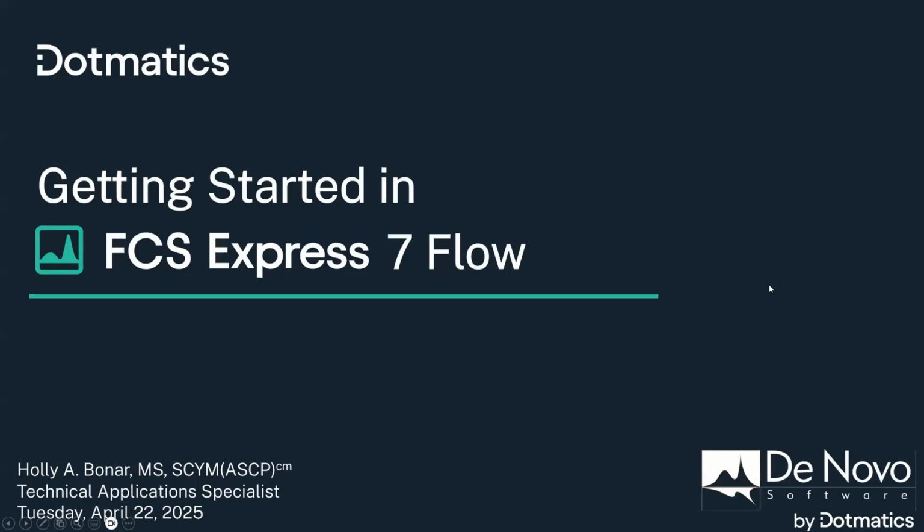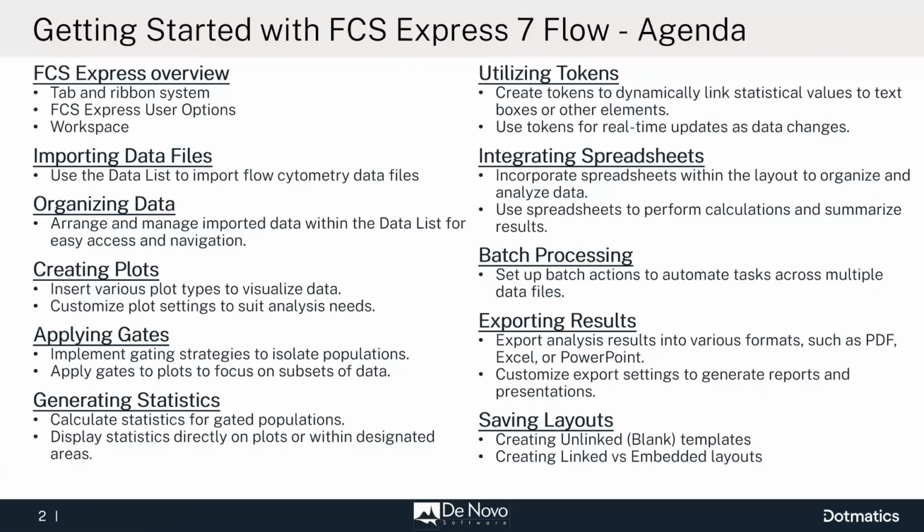So here's just some of the topics we're going to talk about as we're going through our getting started. When we first get into the software, we'll do an overview of what it looks like when you're in the workspace, the tab and ribbon system, how to find all of the settings, and where everything is located. We'll talk a little bit about the FCS Express user options, how to change any of those options to suit whatever workflows that you need, and then take a look at the workspace and how things are set up.